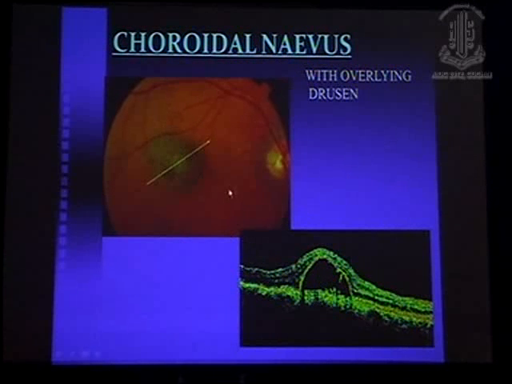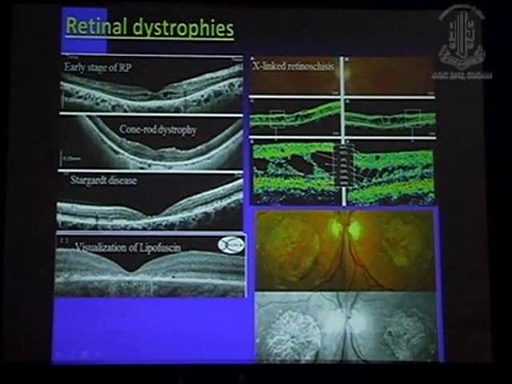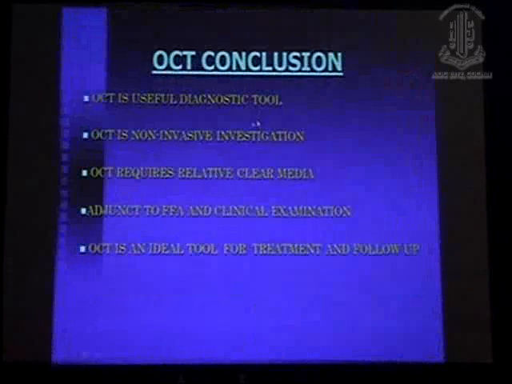Patient of choroidal nevus, okay, and then at the macula you get an occurrence of a PED. So though the lesion may be somewhere else, the swelling can be at the macula, and this is what we need to document. Retinal dystrophies at different stages, Stargardt's where you get a complete thickening, and sometimes on the new OCTs you can get the visualization of the lipofuscin in these patients. It also helps to differentiate the X-linked retinoschisis patients.